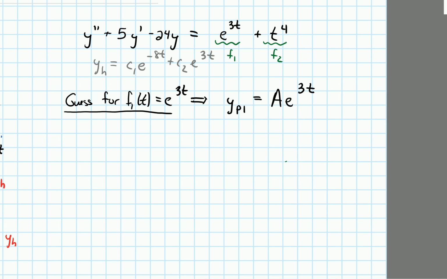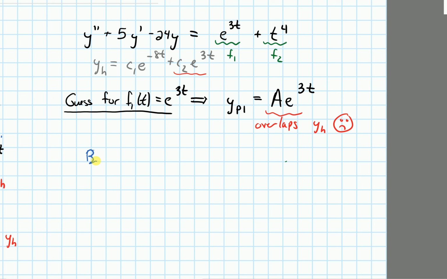Okay, now we have to ask ourselves, does this overlap with the homogeneous solution at all? And it does, because I see e to the 3t as one of the functions here, and that's exactly what I have here, e to the 3t being multiplied by a scalar. So this overlaps with yh, and we're sad about that. We've seen before that means we have to multiply our guess by t and see if that'll fix it.